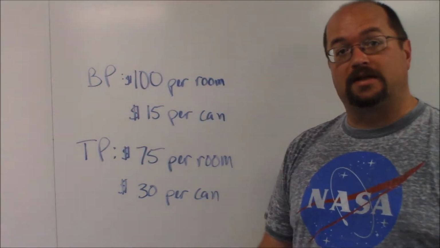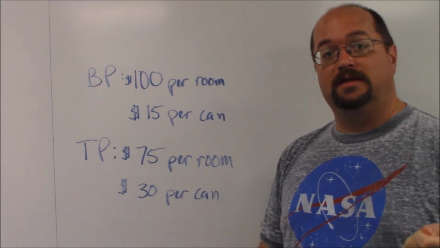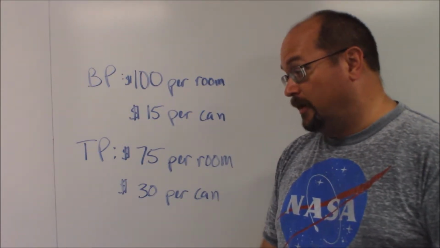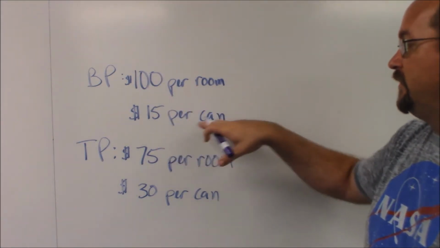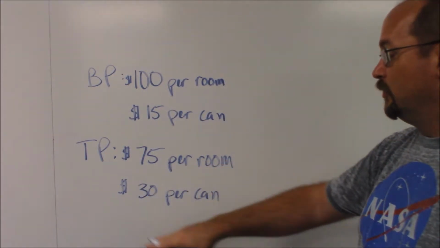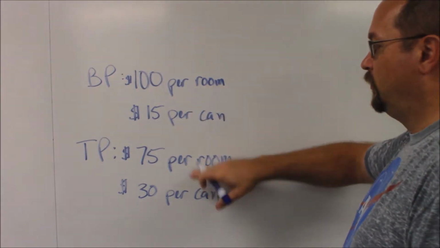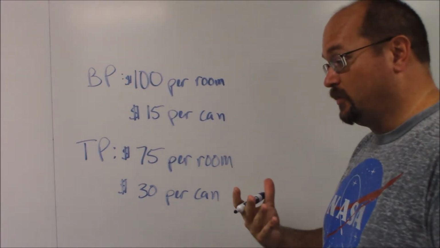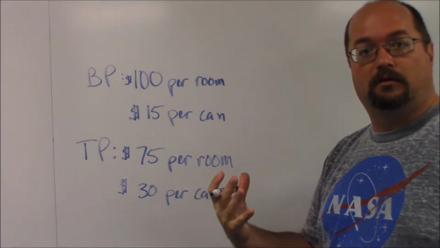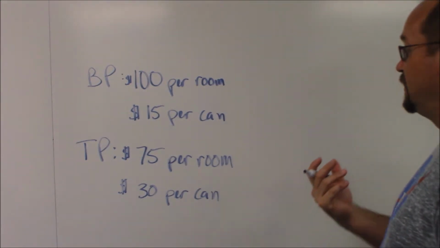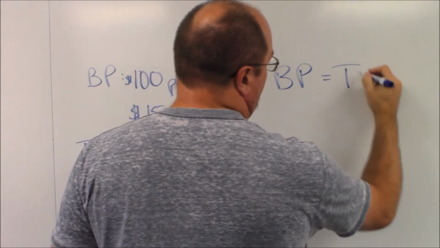So for this problem, we are asked to create an equation, and we know it's an equation because it tells us specifically that we want to find when these companies would charge the same to paint a room. All right, so we're given the rates for Best Painters at $100 per room, $15 per can, and then Top Painters at $75 per room and $30 per can. Because it's a single room, we don't need a variable for the per room. Per can, though, we're going to use the variable P, which is what we're given in the problem. So very simply, we want to create an equation where Best Painters would equal Top Painters.